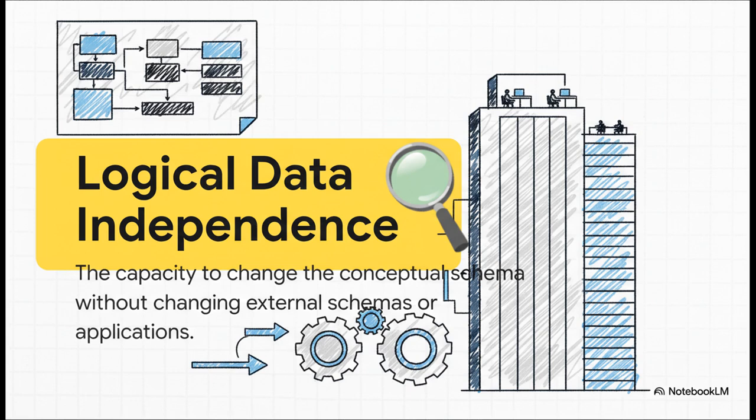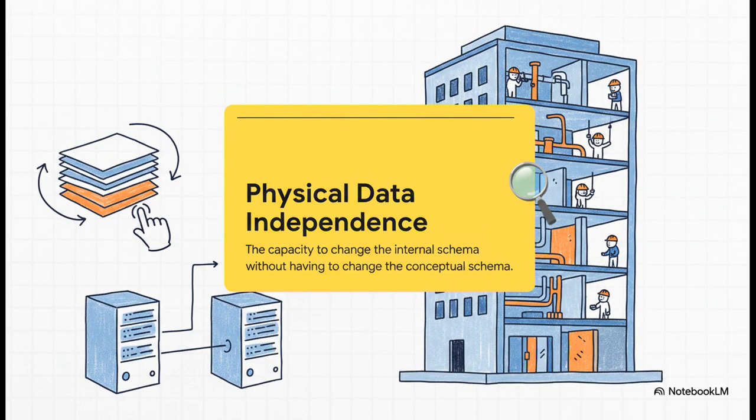It's a huge deal. And the second superpower we get is physical data independence. This lets us completely change how the data is physically stored, that's the internal schema at the bottom, without touching the master blueprint at all. We can reorganize files, move to way faster hardware to boost performance, and it's like upgrading the entire plumbing and electrical system of our skyscraper without anyone inside even noticing. It's absolutely crucial for keeping things running fast.